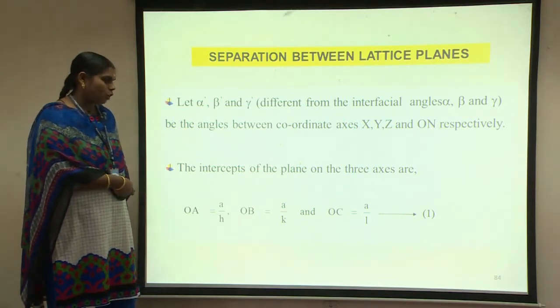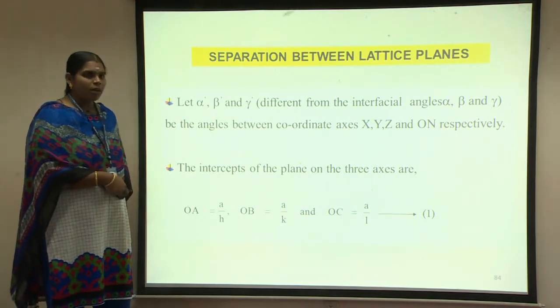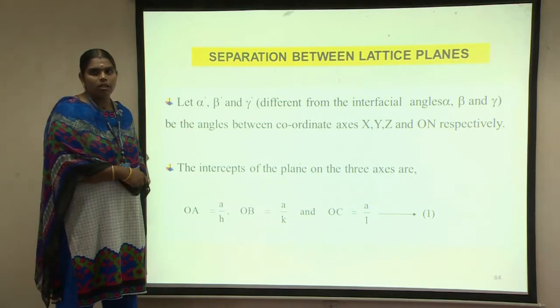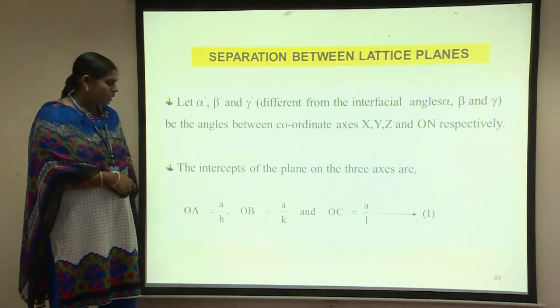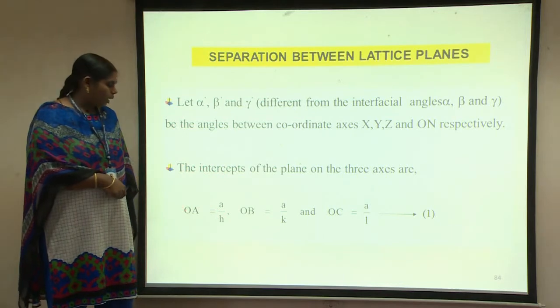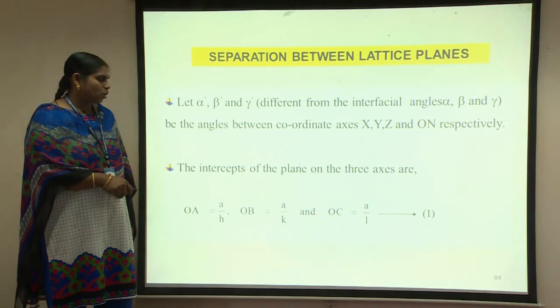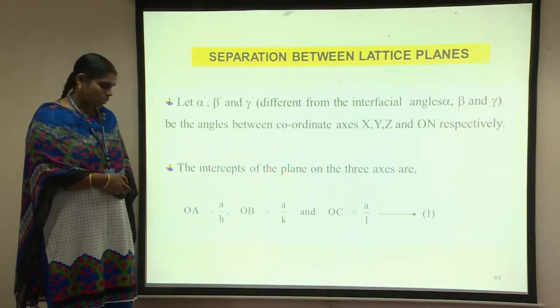Here the intercepts, as we have seen, OA, OB, OC are going to be the intercepts. Normally we know that there is a relation between the intercept and the Miller indices, which are reciprocal. The intercepts are the reciprocal of Miller indices, or Miller indices are the reciprocal of the intercepts. Since the edge length is considered to be a, we represent the intercepts as OA equal to a by h, OB equal to a by k, and OC equal to a by l, such that a equals b equals c, as in the cubical lattice.